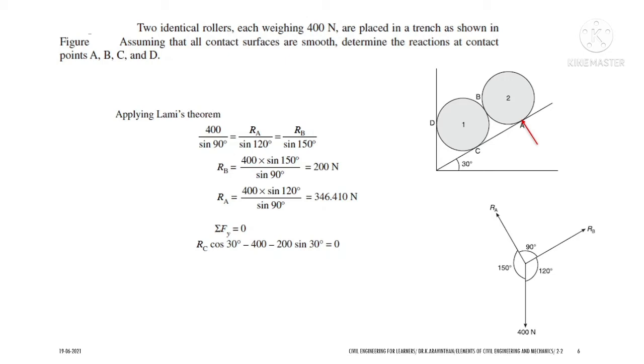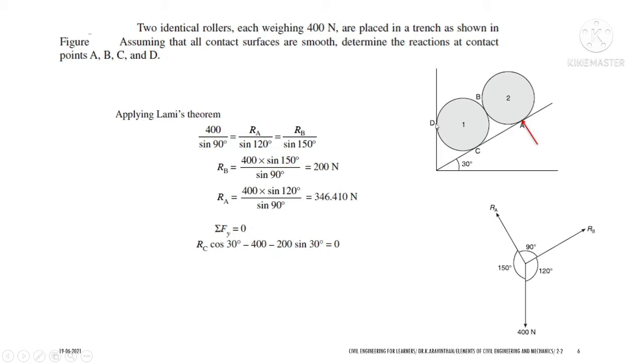Two identical rollers which each weigh 400 Newton are placed in a trench as shown in the figure. Assume that all the contact surfaces are smooth. They are mentioning this because there is no friction between the load and the support. Determine the reaction at the contact points A, B, C and D.